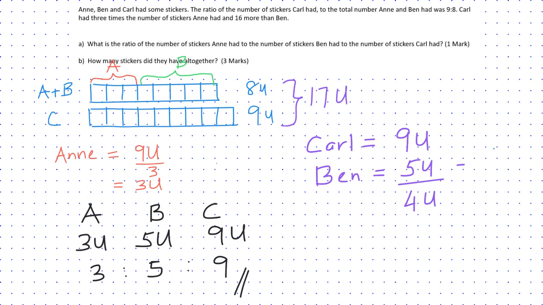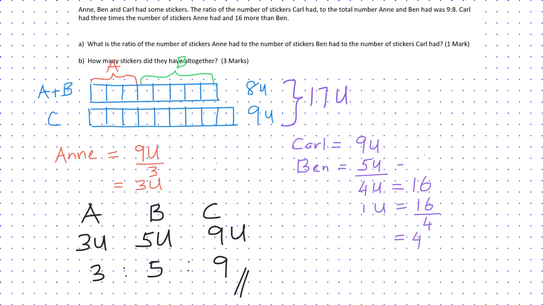So this 4 units is the number of stickers that Carl has more than Ben, which is 16 stickers. So if 4 units is equal to 16, 1 unit is equal to 16 divided by 4, which is 4 stickers. So to find the total number of stickers that they had, we need to find the value of 17 units. So 17 units is equal to 4 times 17, which is 68 stickers.